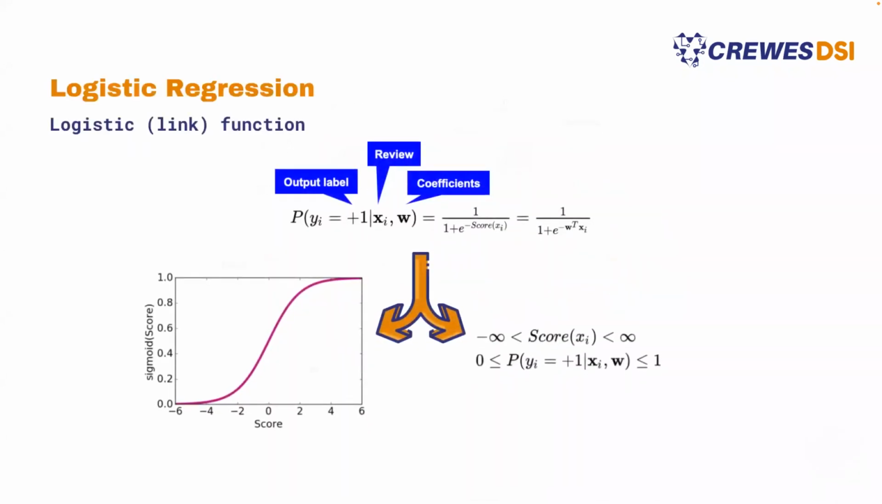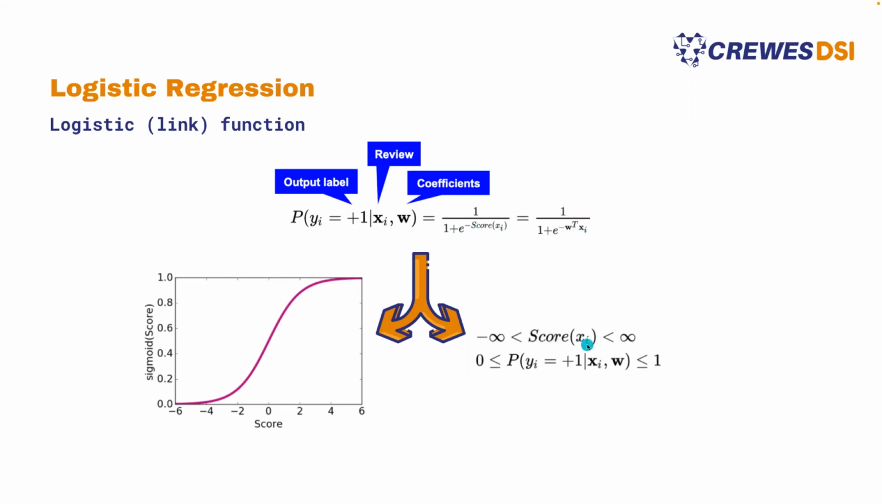And then what we do, we just take our line equation and we get the sigmoid of it, also called the logistic function or logistic link function. We get to the probability, so the probability of a review to be positive given your features and your coefficients, in this case your reviews. It follows this equation, the sigmoid equation, where the exponent has the minus score. That's the line equation here.